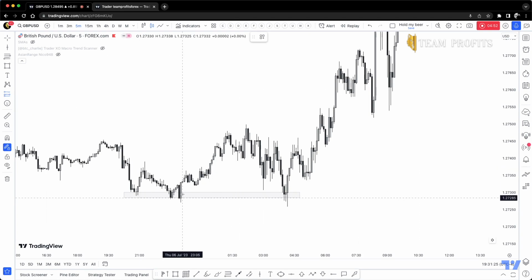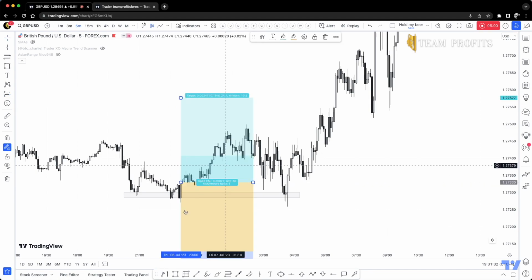Okay. Right here, we also had a bullish engulfing. This could have been a nice buy. Why not? And placing the stop below the zone. So let's say you enter right here on the 5 minute time frame, right?